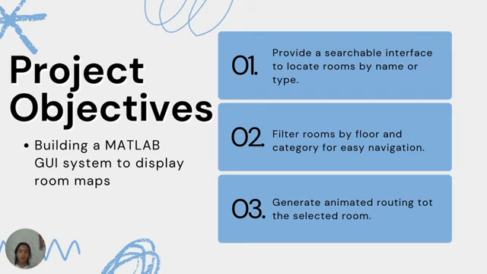To solve the problem, we set the following main objectives, which include building a MATLAB GUI based application to make room searching easier. We're also allowing users to search by room name and also filter by floor and room category. We're also displaying the location of rooms on each floor clearly using digital maps. And moreover, simulate simple routing animation that shows the direction to the selected room. This allows us to apply what we learned in KIA 1007, including GUI design, data handling, and logic control using MATLAB.